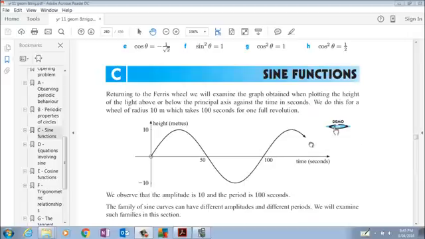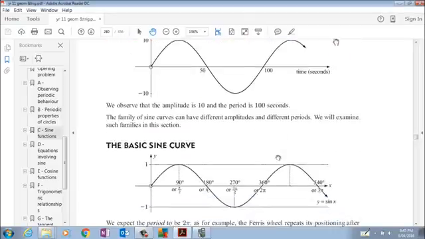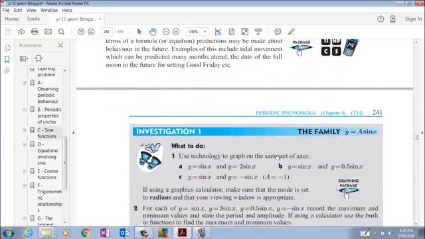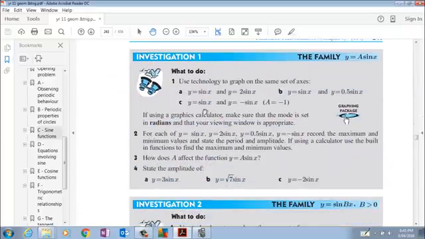Okay, now we're going to look at functions, the sine and the cosine functions. We haven't actually seen them as graphical functions yet, and we'll do that through an investigation. So I'll do the first one and you can try the others.